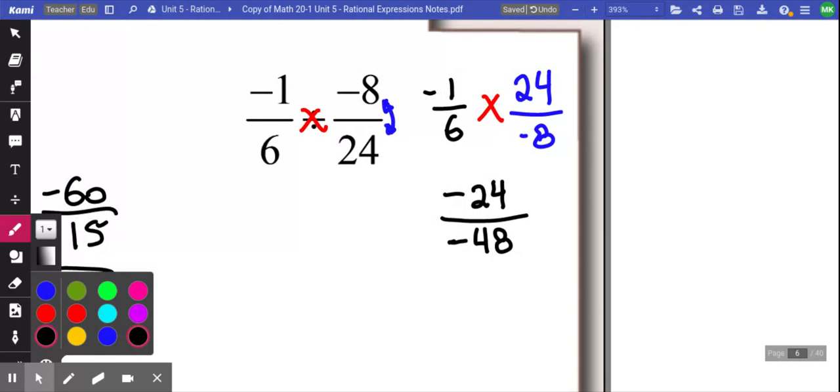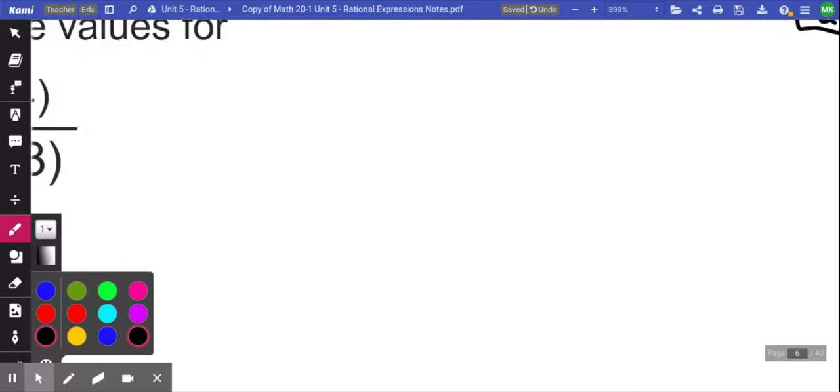Both those things can divide by negative 24 to become 1 over 2. Bam! That's multiplying and dividing fractions. Now we're going to do the same thing, but with letters. So it's going to be a little harder because there's letters, but the steps are going to be pretty much the same, which is kind of nice.